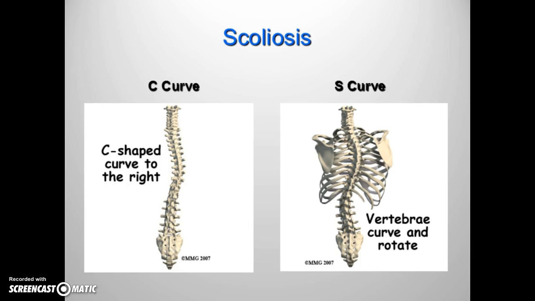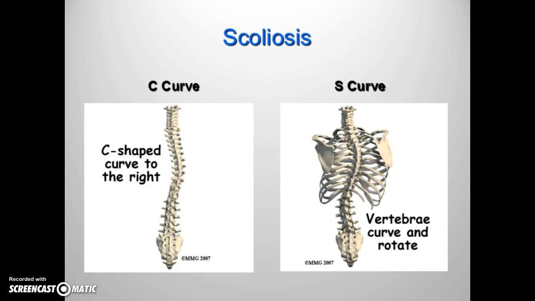An S curve is a rotolateral curve, and it involves the thoracic and the lumbar spine. So it could be either a right thoracic, left lumbar curve, or a left thoracic, right lumbar curve. This picture shows a right thoracic, left lumbar curve.